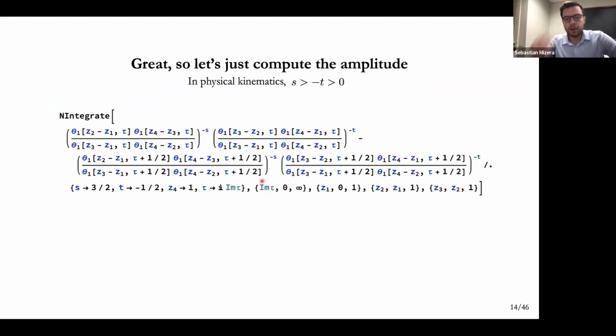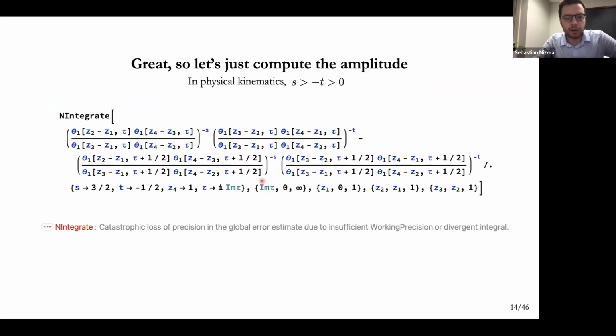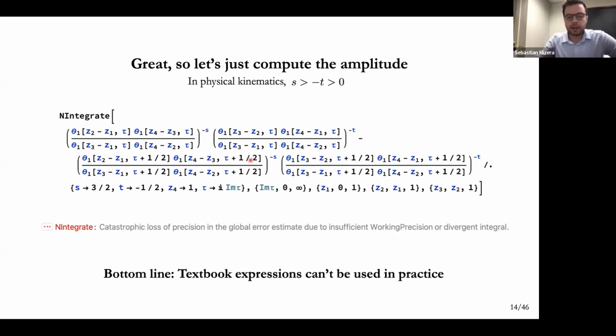But those of you who have done this exercise in the past would know that this actually results in a horrible divergence. Okay, so if you just naively try to integrate it in Mathematica, you would find infinity. So the bottom line is that if you just copy and paste a textbook expression from string perturbation theory, it cannot actually be used in practice if you just wanted to integrate it.